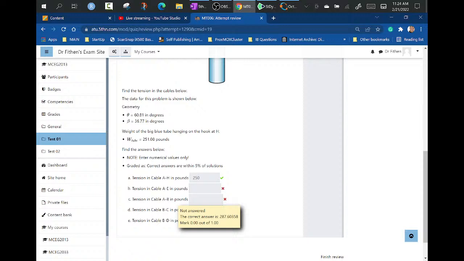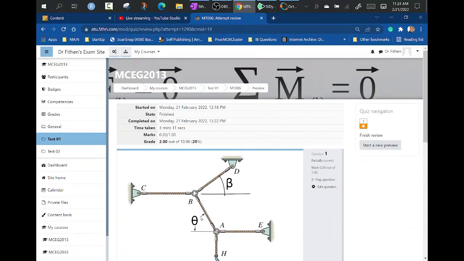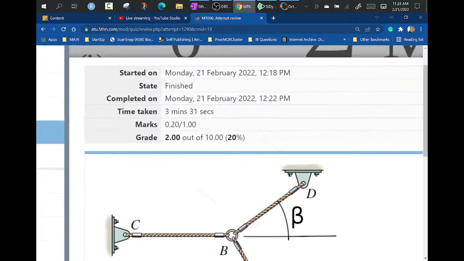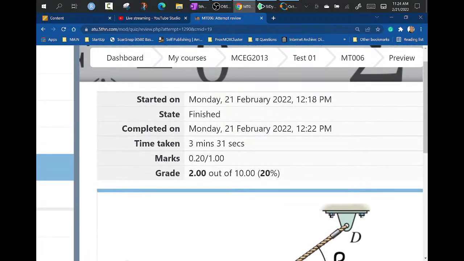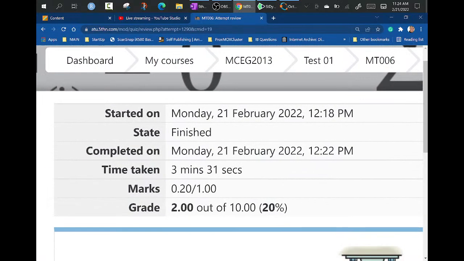So that's the test. And let me go back to the top. So I got my 20%. You can see my 20% here. It took me 3 minutes. I got 2 out of 10. Everything is out of 10 because that's the default. And then what I do is I scale it and put it in the grade book.